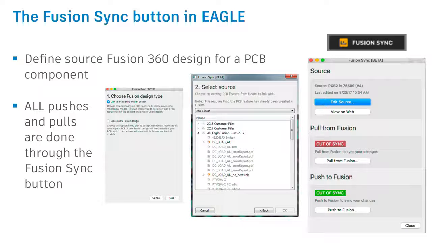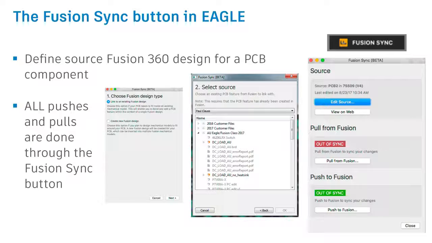Now, let's talk a little bit about the pull and push terminology. The Fusion Sync button helps us know when the board needs to be pushed or pulled. It gives us a status of where we stand in our design, collaborating with Fusion. And this is done by using a color code. When we click on the Fusion Sync button and see these options, the button will actually change colors.